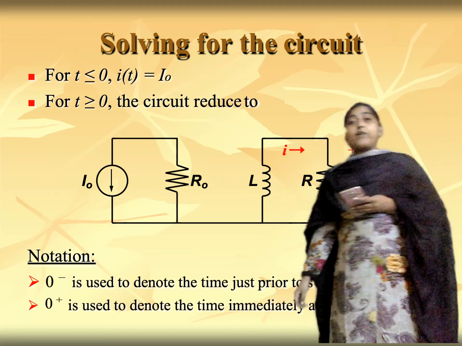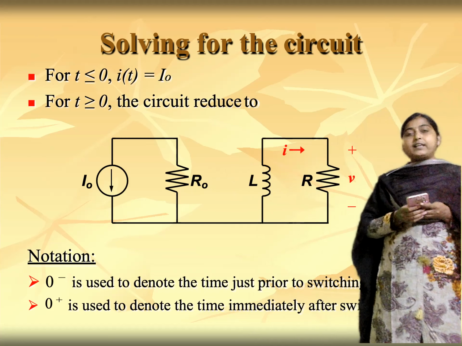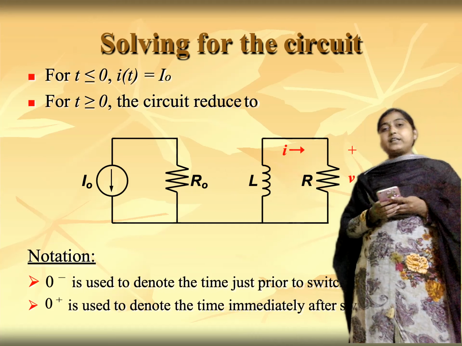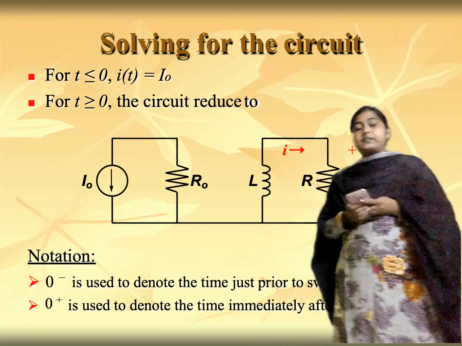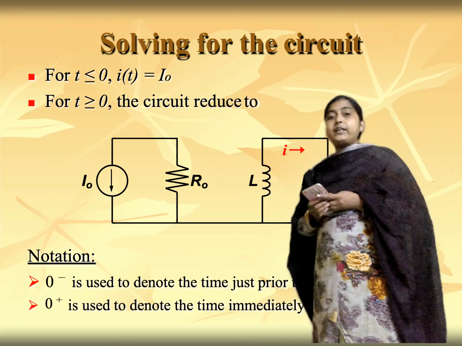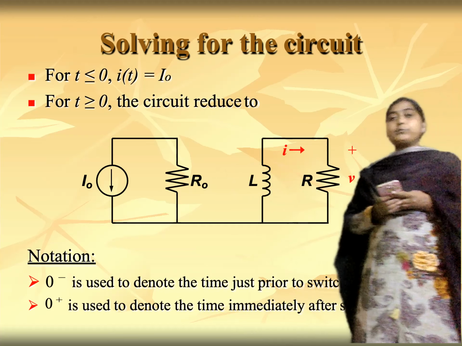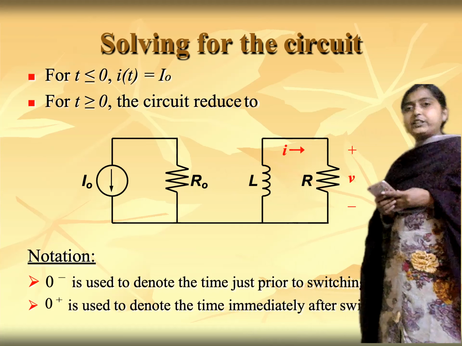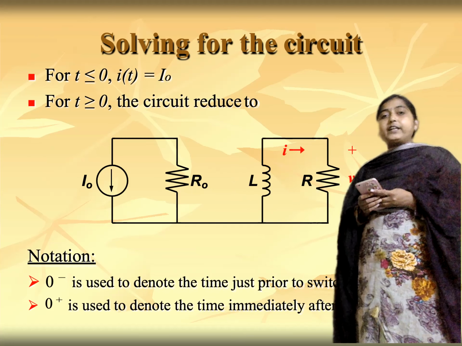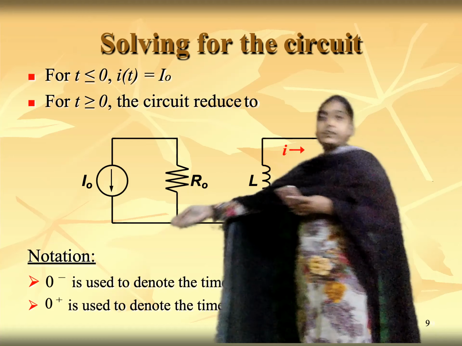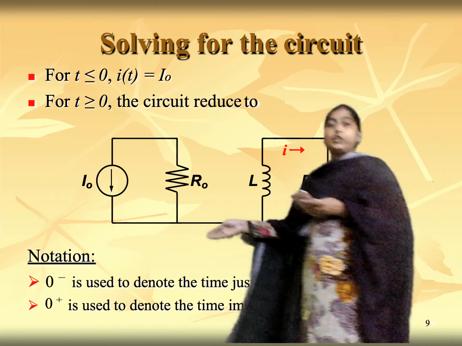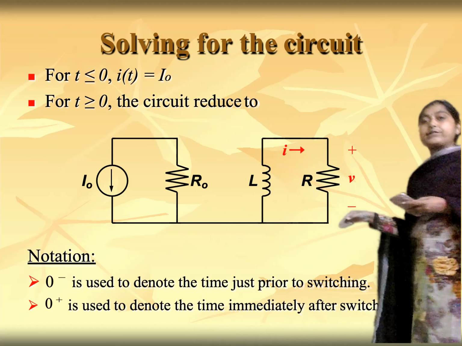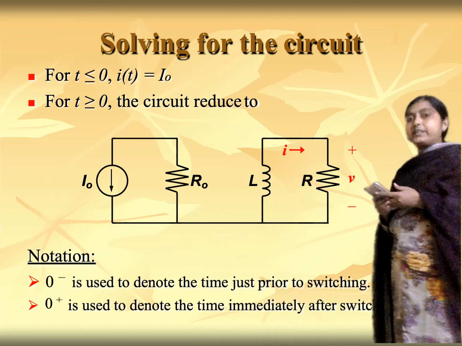Now here you have to understand in the transient analysis, two conditions always you need to remember. One is 0 minus and another one is 0 plus. So what is 0 minus? 0 minus is used to denote the time just prior to the switching. Before the switching conditions are applied, that condition we represent with 0 minus. And 0 plus is nothing but is used to denote the time immediately after the switching. So these are the two conditions.